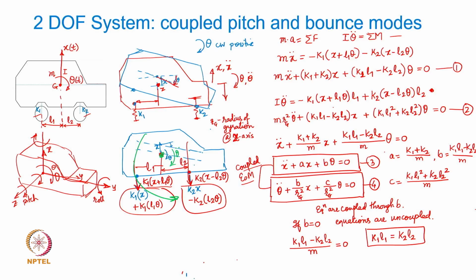Now, when we say they are uncoupled mathematically, what does it reflect into physical motion? So, how do these equations turn out when B is equal to 0? It is just going to be x double dot plus Ax equal to 0 and theta double dot plus C by Rg square theta equal to 0. Aren't they just single degree of freedom systems? Okay. And it's an ordinary differential equation in x and theta separately.